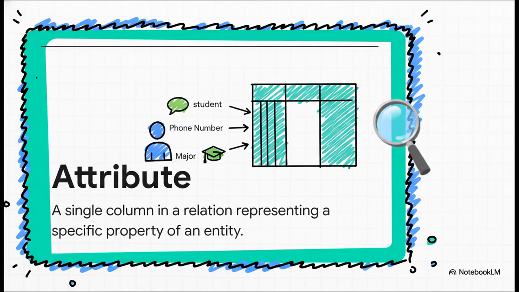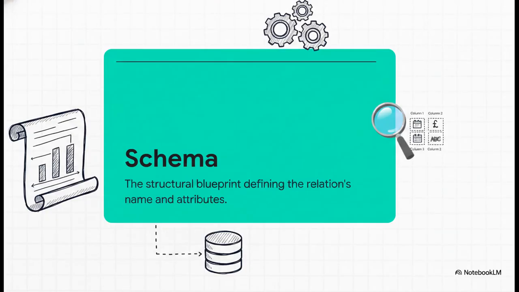Next up is the attribute, which is simply a column. If the tuple is the student, the attributes are the exact properties describing them, their name, their phone number, their major. This concept ensures every single data point remains atomic and perfectly structured. And finally, we have the schema. Now, this isn't just a basic layout, it's a strict structural blueprint. Think of it as the absolute contract that tells the database exactly what to expect before a single byte of data is ever written into the system.